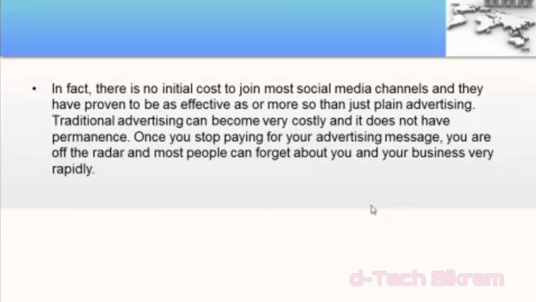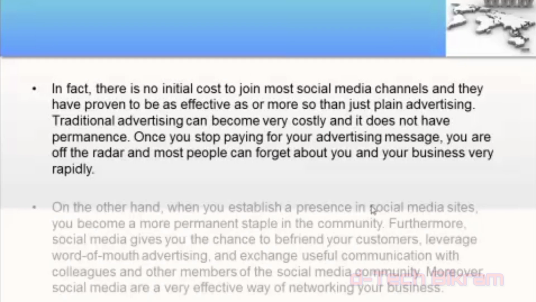In fact, there are no initial costs to join most social media channels, and they have proven to be as effective as, or more so, than just plain advertising. Traditional advertising can become very costly, and it does not have permanence. Once you stop paying for your advertising message, you are off the radar, and most people can forget about you and your business very rapidly.